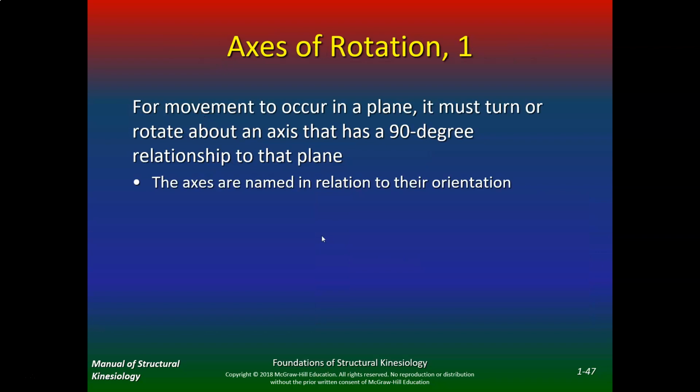So for movement to occur in a plane, it must turn or rotate about an axis that has a 90-degree relationship to the plane. And the axes are named in relation to their orientation. So this is where it gets tricky. So don't miss the difference between an axis and a plane.